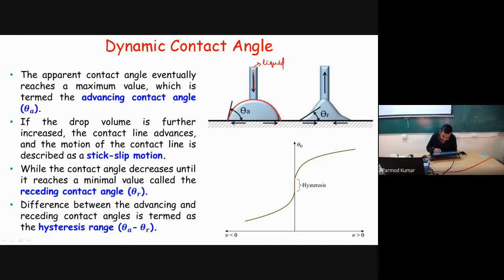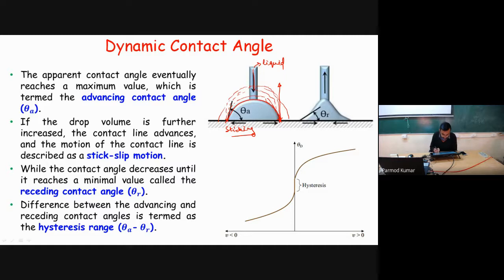When we inject more liquid into the drop, we find that the contact line is sticking to the surface, and as we add the liquid, it is piling up in the upward direction like this. Then we find a situation where the drop suddenly moves in the forward direction after the contact angle reaches some maximum value.